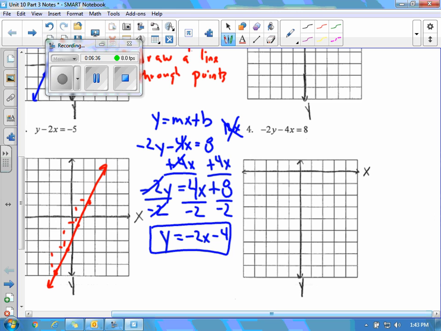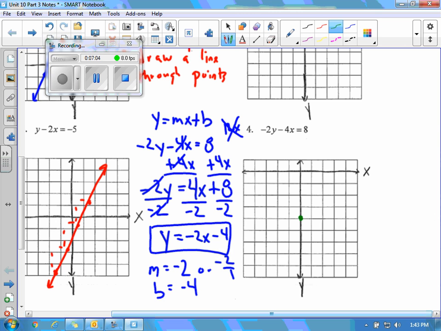I need to identify my slope and y-intercept. My slope is the number in front of x, which is negative 2. Again, I might want to write that negative 2 over 1 since it's the slope. And then my y-intercept is negative 4. So now I can run through my 3 steps to graph this. I need to start by plotting a point at my y-intercept, which in this case is negative 4. So from the origin, we'll go down 1, 2, 3, 4, and put up a point.